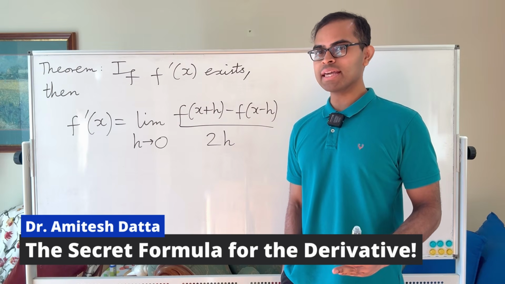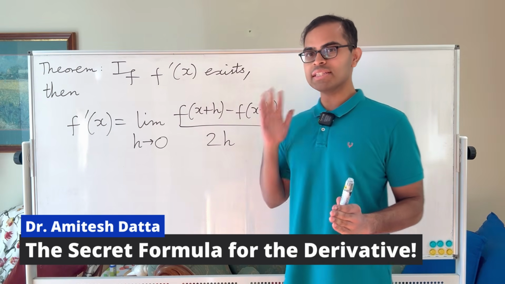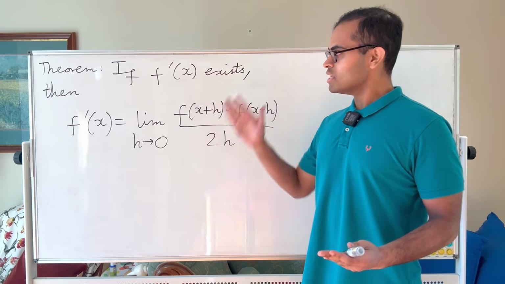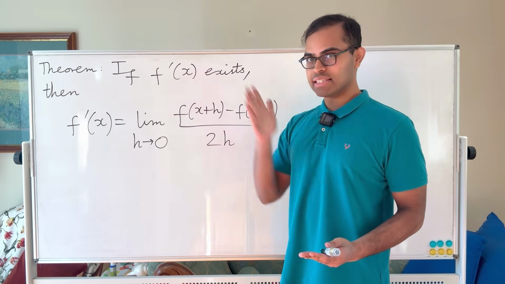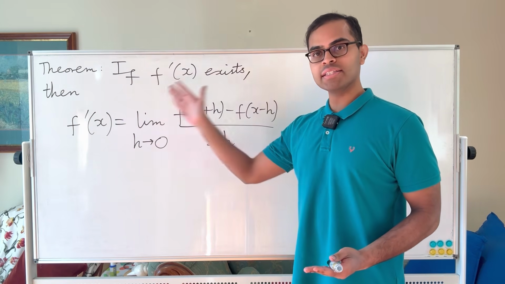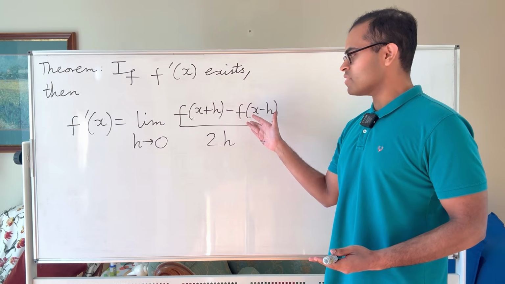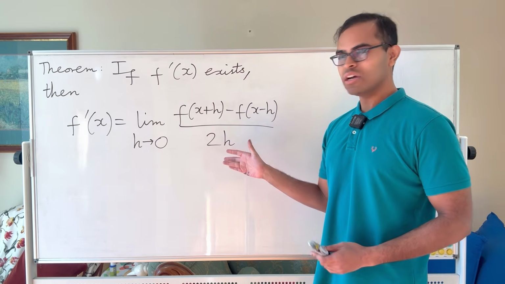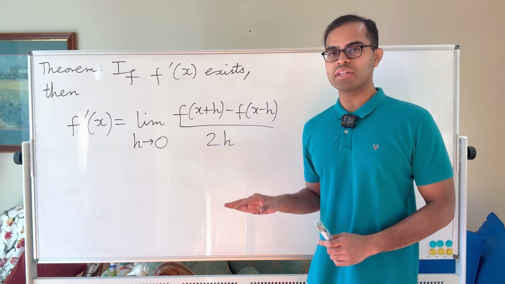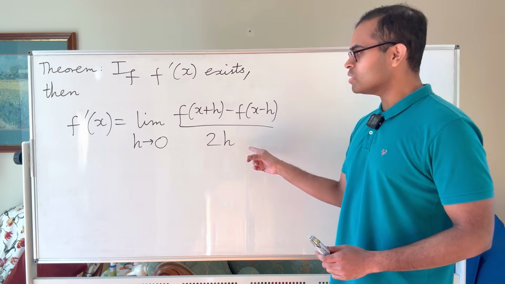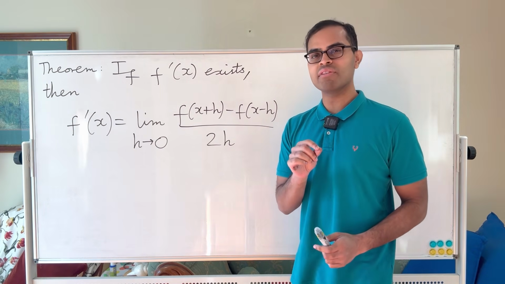A lot of people study calculus, but how many know the secret formula for the derivative? So here we have that if f prime of x exists, then f prime of x is equal to the limit as h goes to 0 of (f of x plus h minus f of x minus h) over 2h. So not the usual limit definition of the derivative, but this works too and doesn't require you to know the value of f at x.